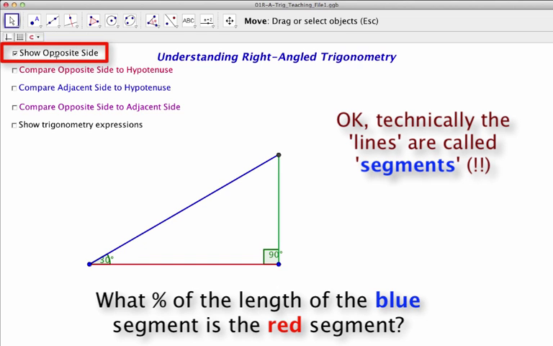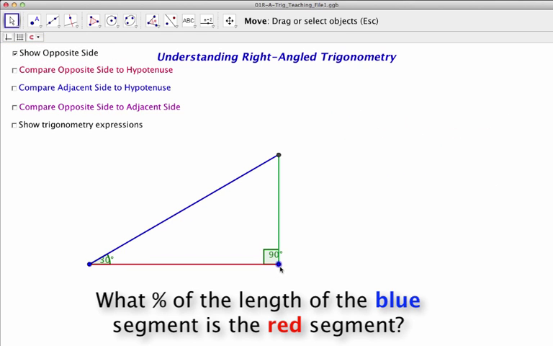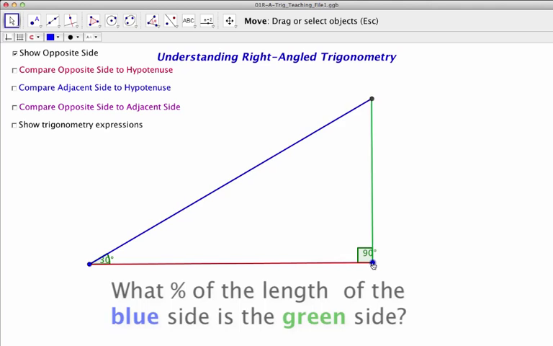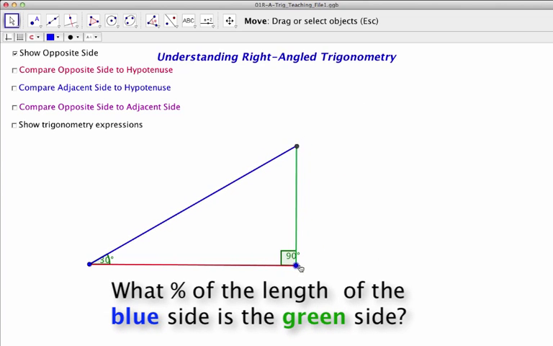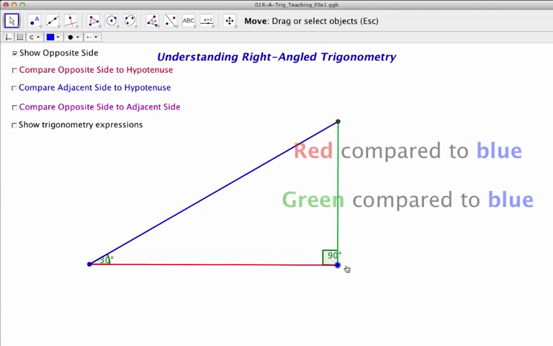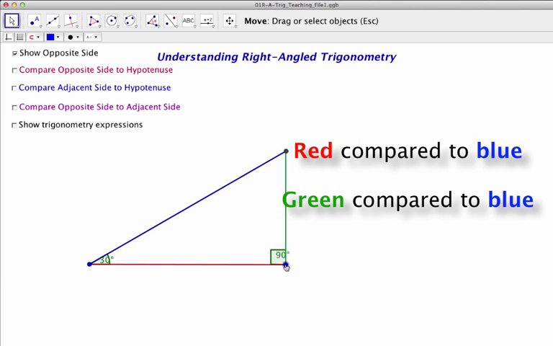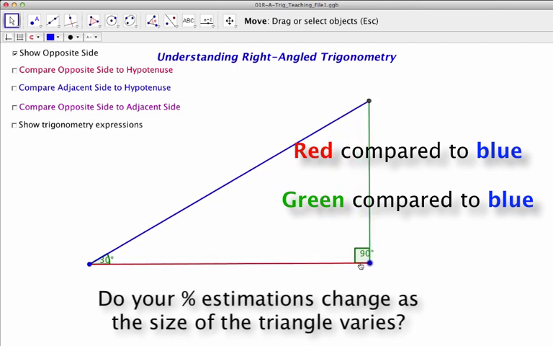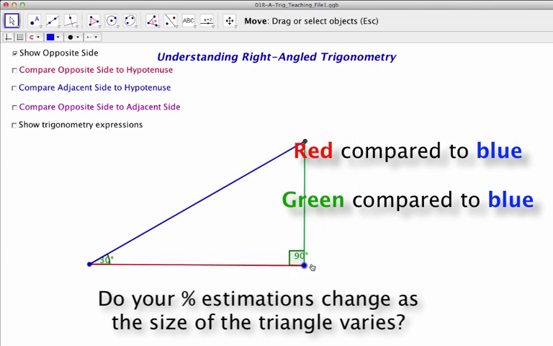Then we can show the opposite side, which completes our right-angled triangle. This allows us to ask, what percentage of the length of the blue line is the green line? The other question to ask, while we are getting our students to ponder all of this, is, do your percentage estimations change as the size of the triangle varies?